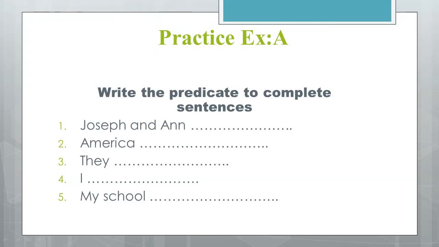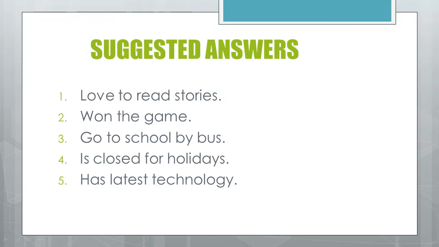Here you go. You are given some suggested answers for you. It's up to you. You are going to fill your books with these answers or the answers you are going to write yourself. It's up to you. The suggested answers are love to read stories, won the game, go to school by bus, is closed for holidays, has latest technology. Remember, these answers are not in the correct order.